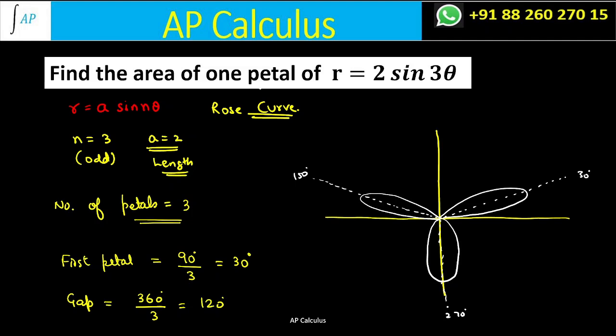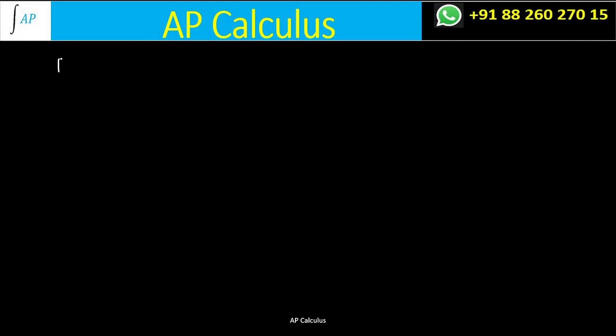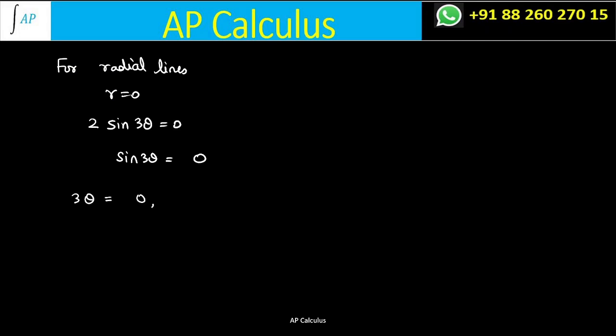Now we have to find the area of one petal of the rose curve. So let's figure this out. To get this, again we have to find the radial lines, which means we have to find alpha and beta. Put r equals 0. So 2 sine 3 theta equals 0, so sine 3 theta equals 0. Sine is 0 at all multiples of pi, so 3 theta can be 0, pi, 2 pi, 3 pi, 4 pi, and so on.